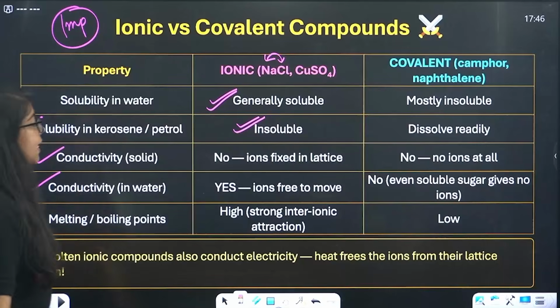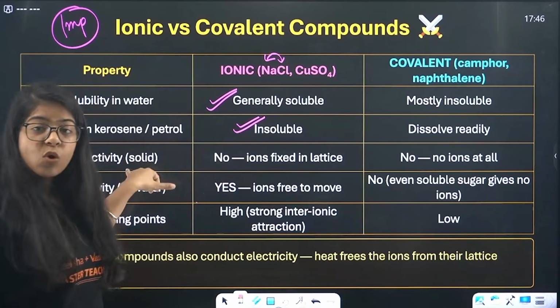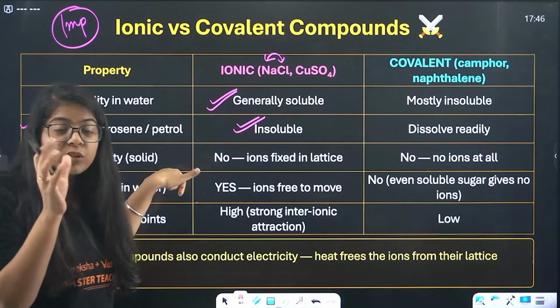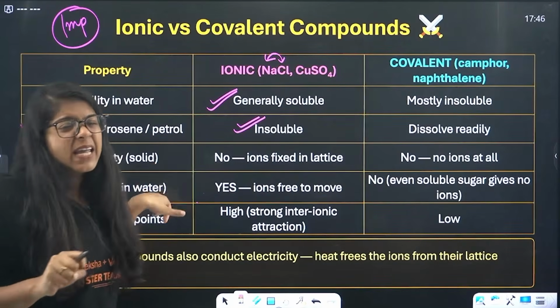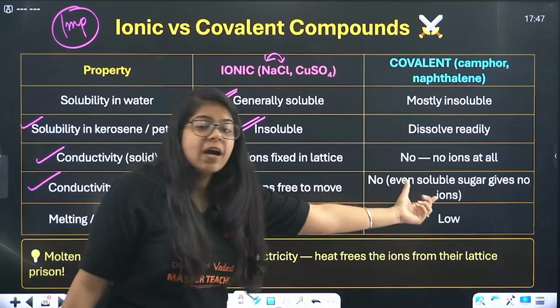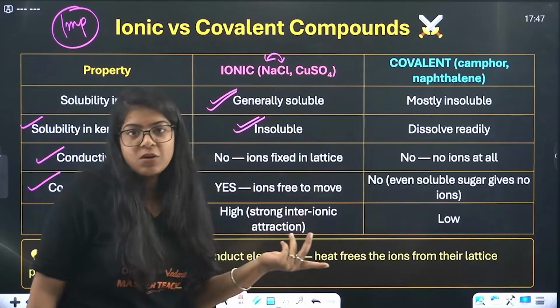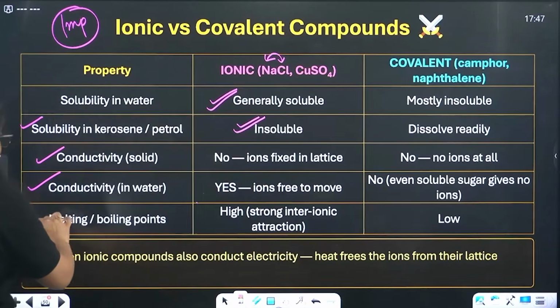Then conductivity in water: yes, ions are free to move. In solid, they are fixed and don't move. In liquid, they break into ions, so they are conductors. But covalent compounds are not. Sugar is a covalent compound, so it does not conduct electricity. Then melting and boiling points.